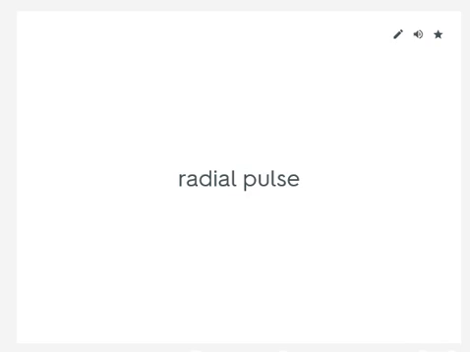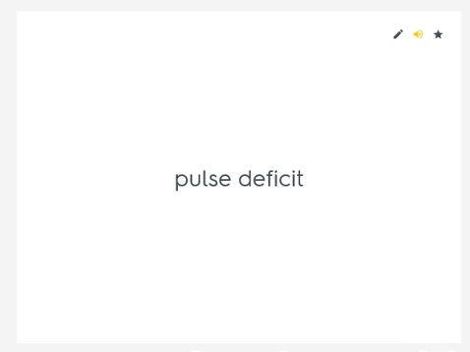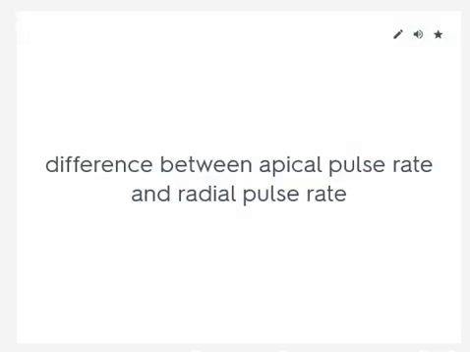Radial pulse. Take on thumb side of wrist. Regular: 30 seconds. Irregular: 1 minute. Pulse deficit: difference between apical pulse rate and radial pulse rate.